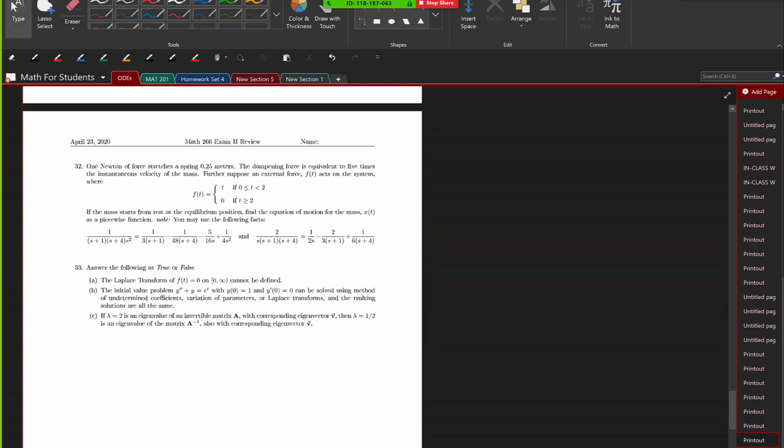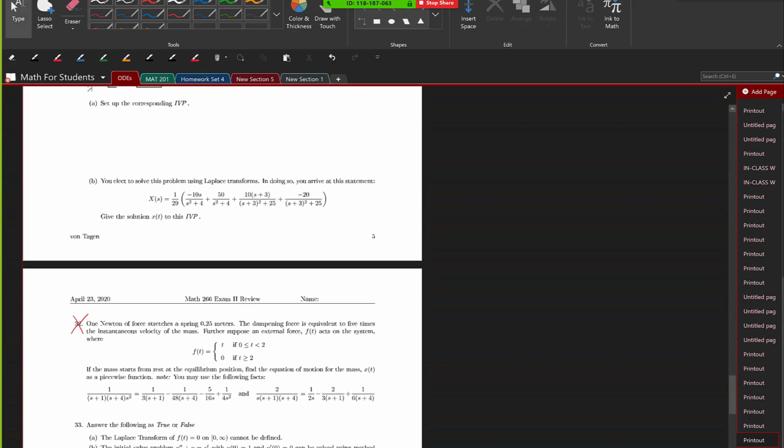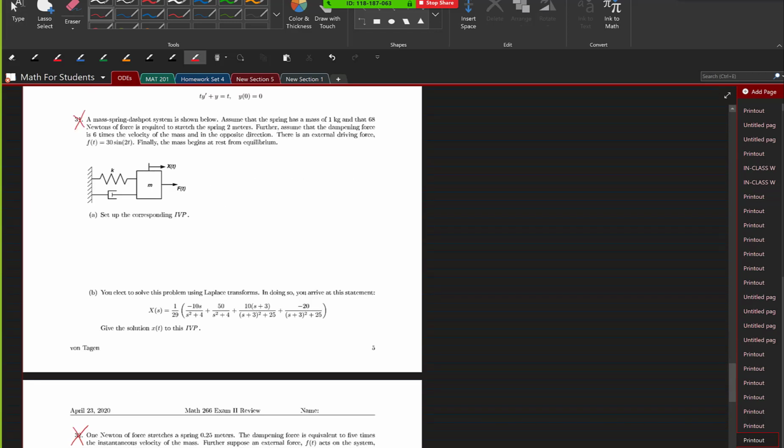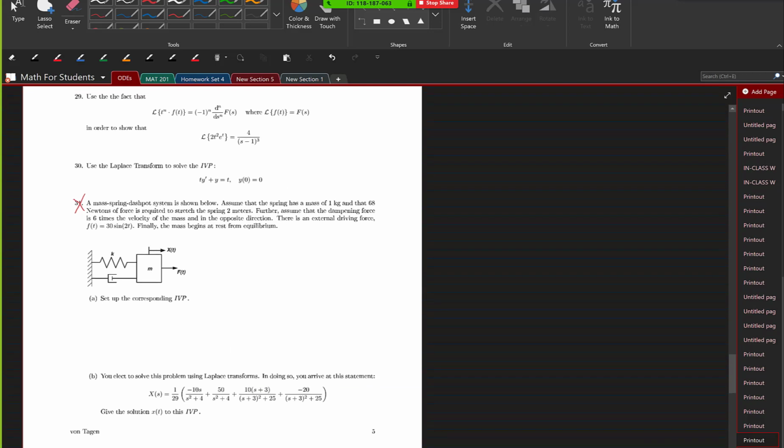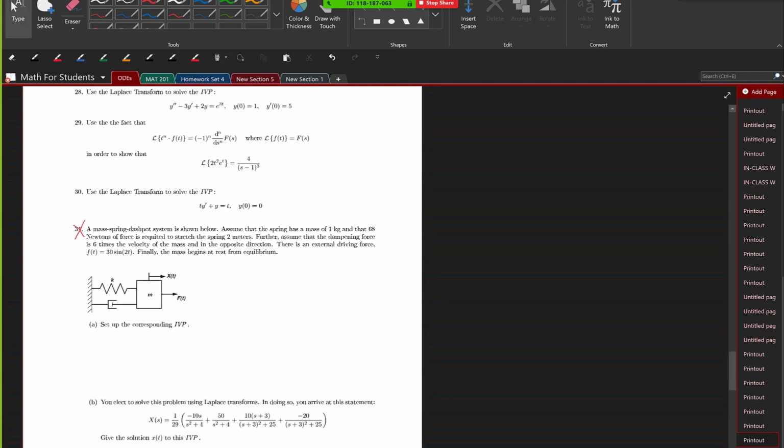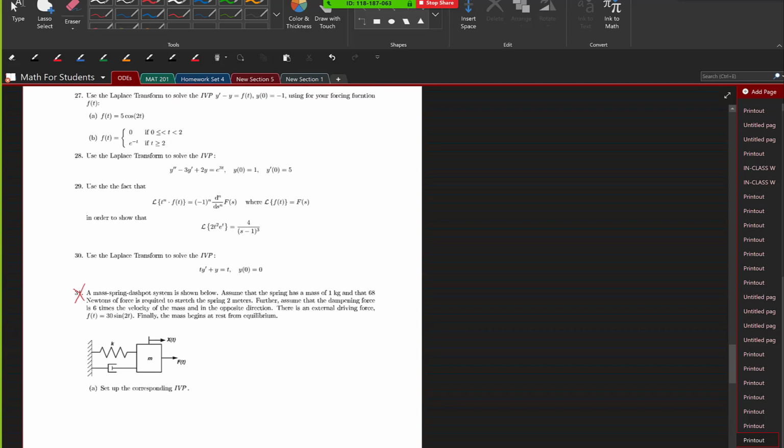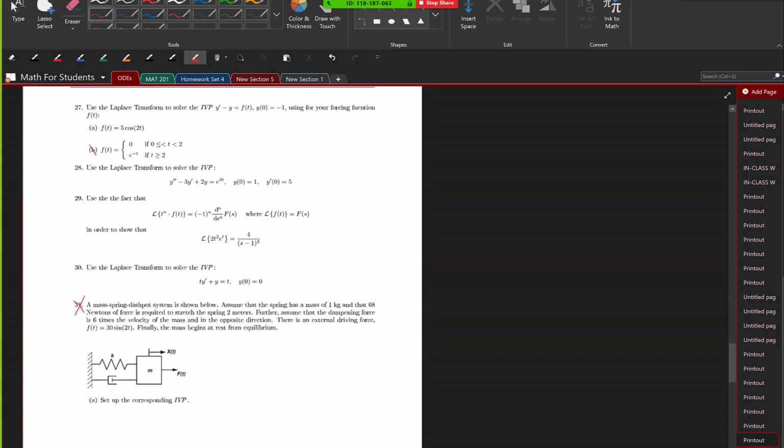So looking at the exam review, you do not need to do number 32, nor 31, nor 27b. Those all involve doing Laplace differential equations with those Laplace transforms or with those unit step functions, and I just don't want to rush that on you. Okay.